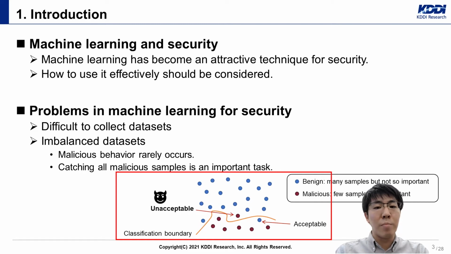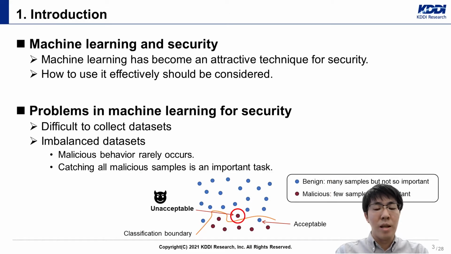This figure simply illustrates the problem. In this figure, the blue samples are benign and the red samples are malicious. For security purposes, we want to catch all malicious samples. This malicious sample is misclassified as a benign class. This case is unacceptable because we want to catch all malicious samples. On the other hand, this benign sample is misclassified as a malicious class. This case is called false positive, and it is acceptable if there are just a few false positives. In machine learning, balancing this misclassification is important. So we address this problem in this presentation.